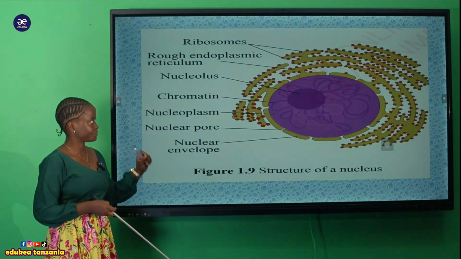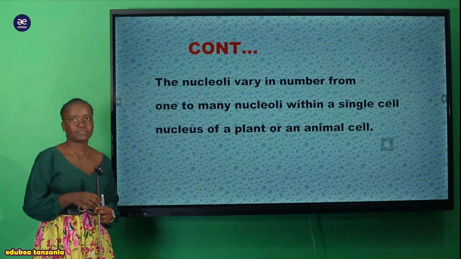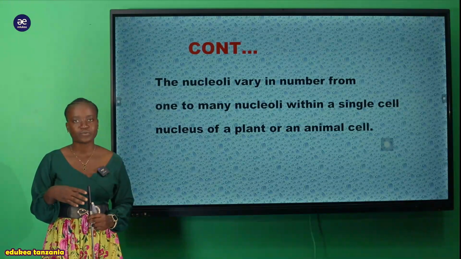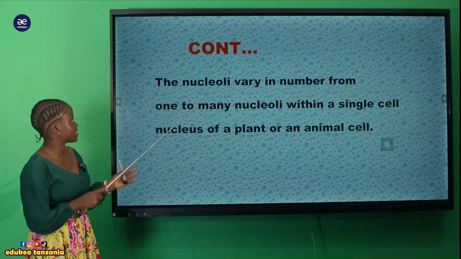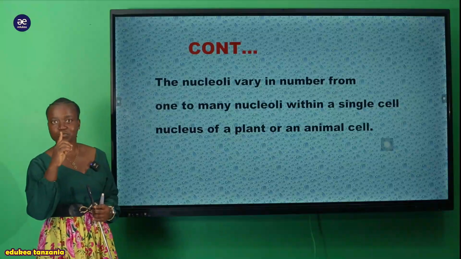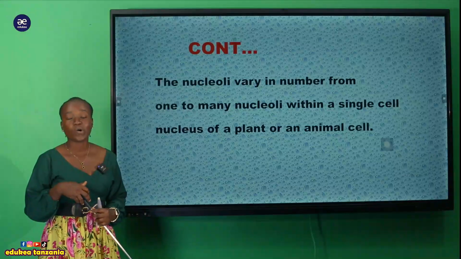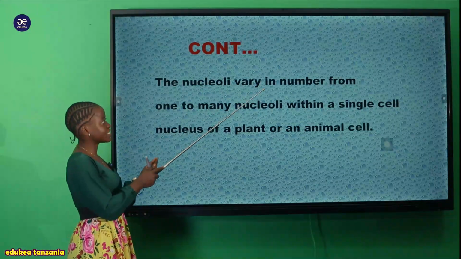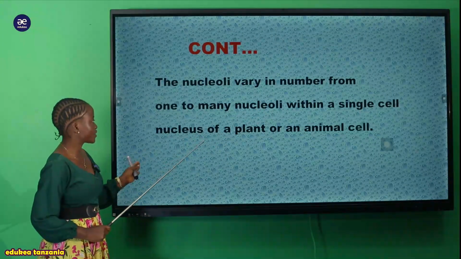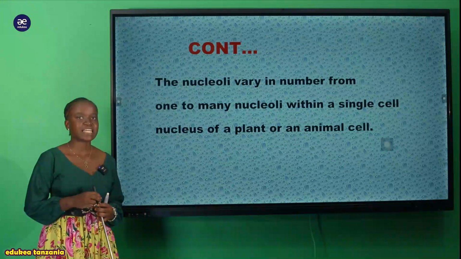So now, after we have seen the structure of the nucleus, we have to ask ourselves, what are the content or what are the functions of those substances which are found within it? Simply here we can say the nucleolus. When it is one, it is called nucleolus, and when it is plural, it is termed nucleoli. The nucleoli vary in number from one to many within a single cell nucleus of a plant or an animal cell.